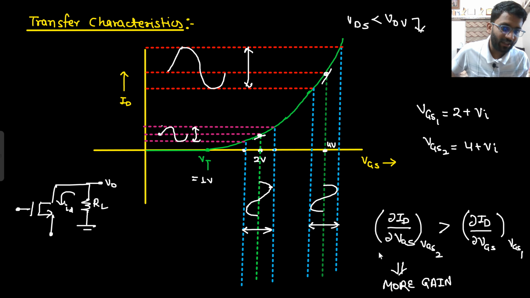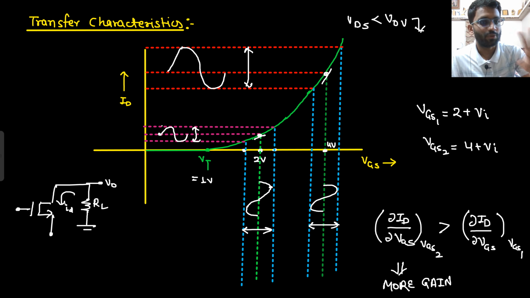So this parameter becomes very important: del ID upon del VGS. We will try to get as much del ID by del VGS as we can. We need del ID by del VGS to be very high, right? So this I will write down.